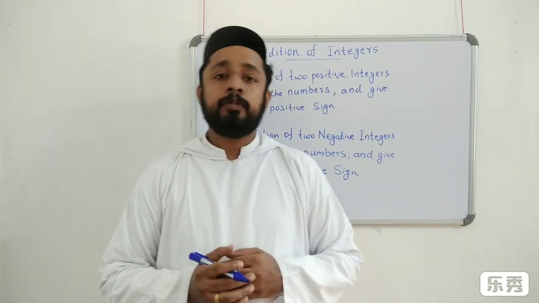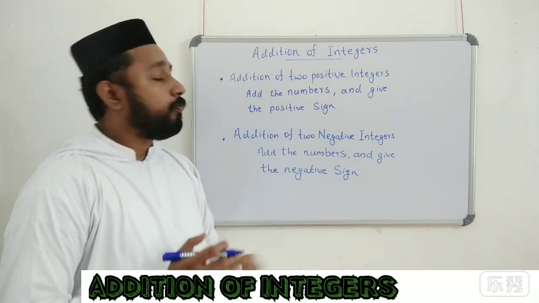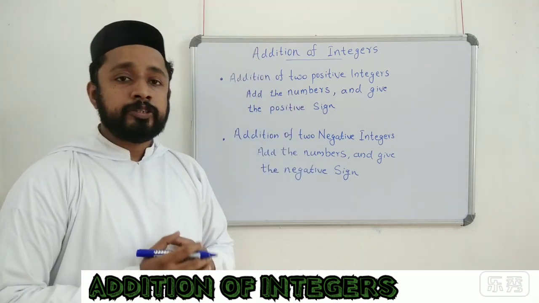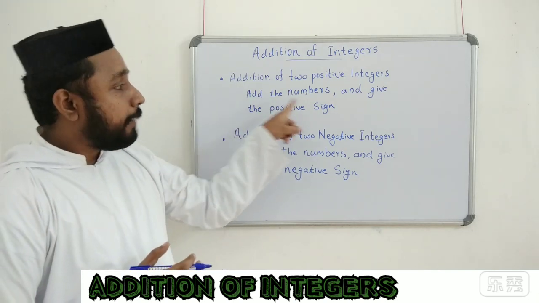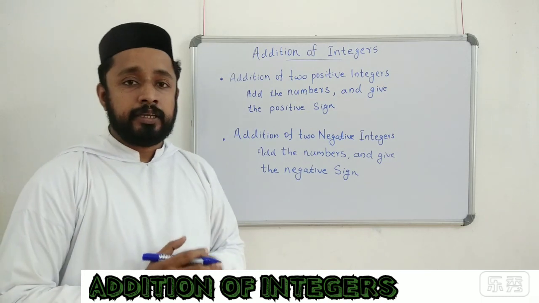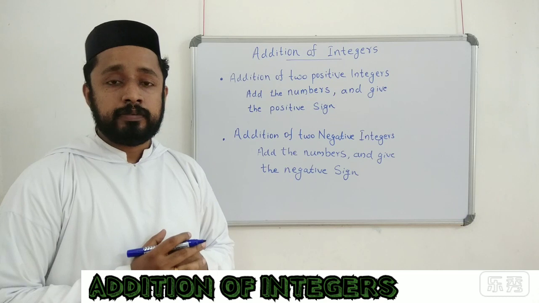Let us discuss the addition of integers. First, addition of two positive integers. We are going to add two positive integers. The rule is: add the numbers and give the positive sign. In order to add two positive integers, add the numbers and give the positive sign.